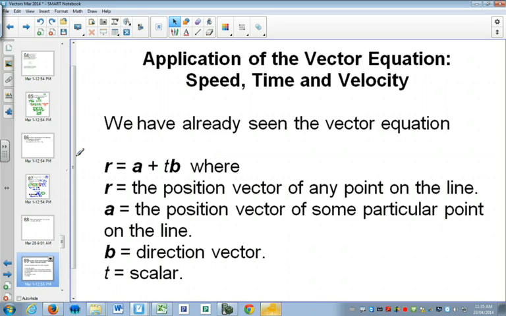Now we take our vector equation of a line, which is r equals a plus tb. r is the position vector anywhere on that line, so that could be the position of an airplane at a certain time, and you just have a vector so you know where that airplane is. You've got your direction vector. Airplanes tend to go in a direction, and they tend to fly in that same direction. And then you have t as time. Depending on what time, you can find out where that position vector is.